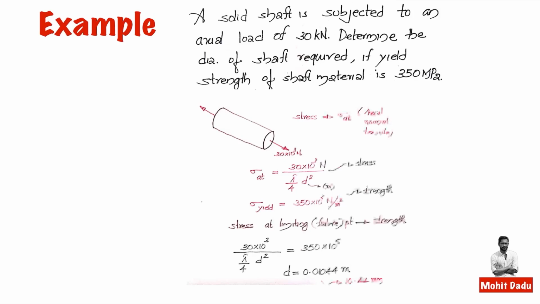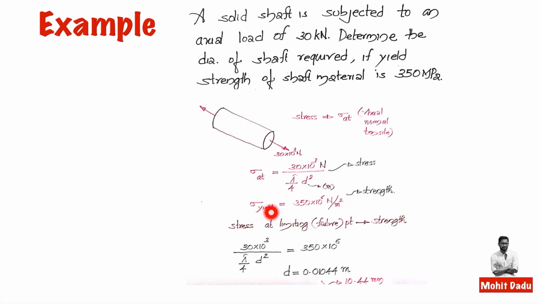So first I will be drawing the figure. This image is blurred, anyway, you can read out these things. So this is the shaft subjected to a load of 30 kilonewton, which is axial and will create axial normal stress. You can evaluate the stress induced as load by area: 30 into 10 raised to 3 by pi d square by 4, where d is the unknown which we have to solve. And this is the stress induced, and the property of the material is also given, which is sigma yield, 350 megapascal or 350 into 10 raised to 6 pascal.